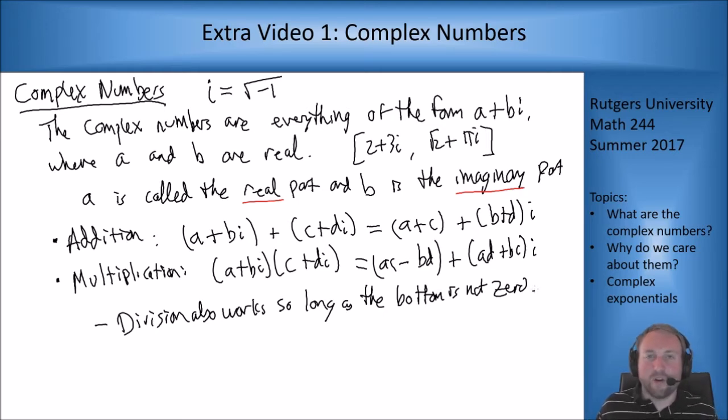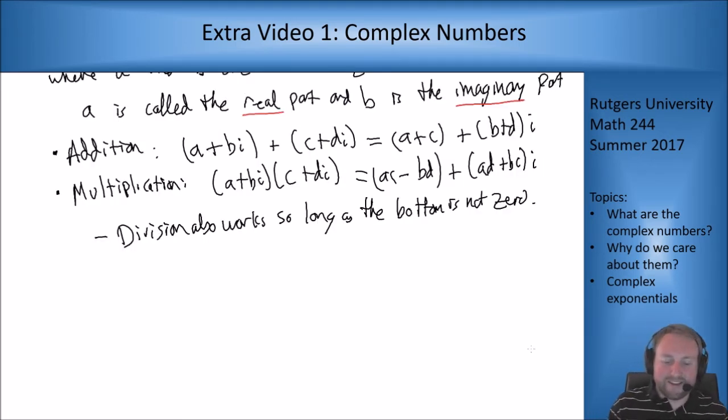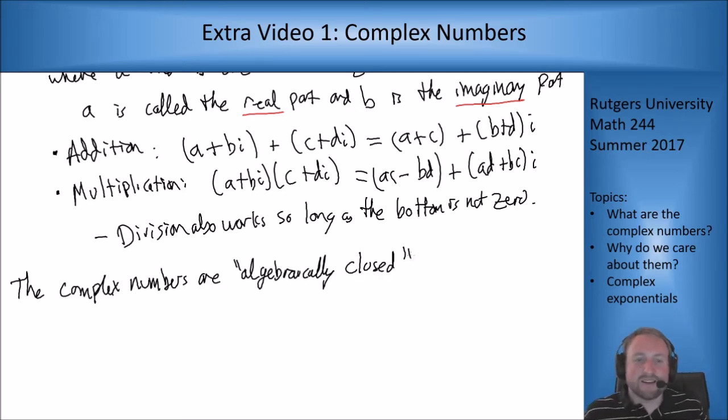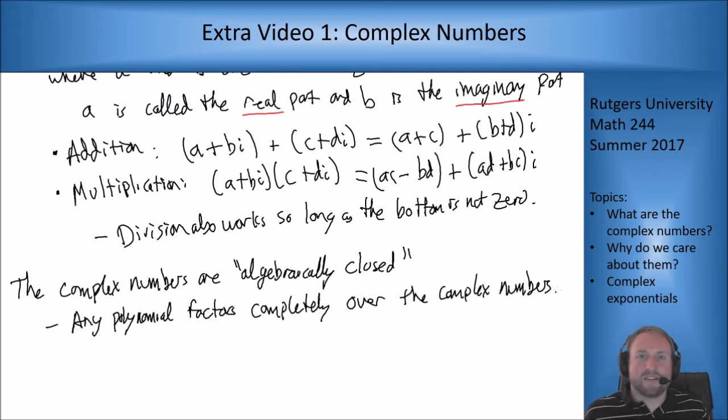Now, what's the point of the complex numbers, at least for this class? They have many, many uses outside of this class, but what's the point for this class? The complex numbers are super nice because they are what is called algebraically closed. What this means is that any polynomial with complex coefficients factors completely over the complex numbers. So basically this gives us back our fundamental theorem of algebra that you may have heard before.